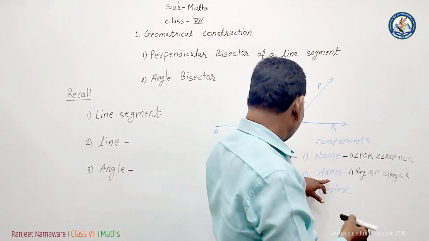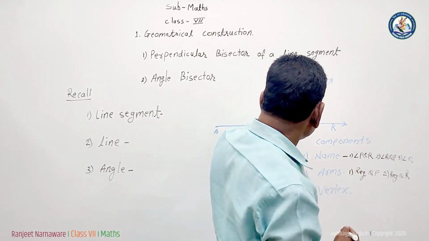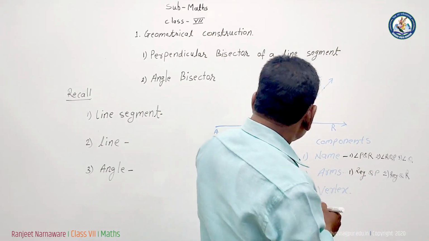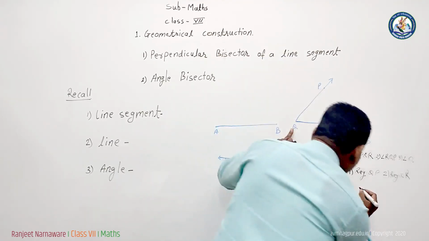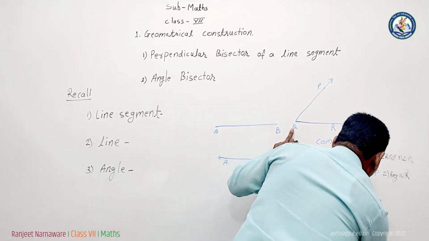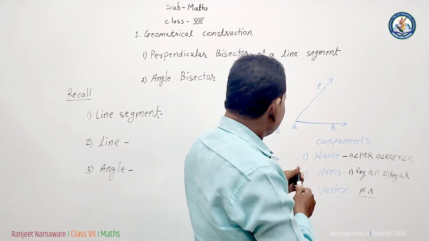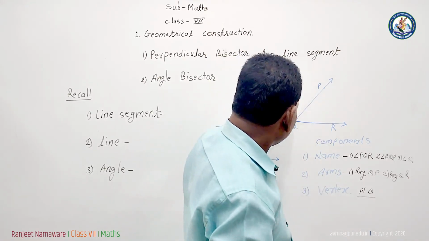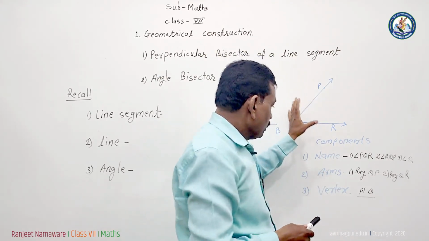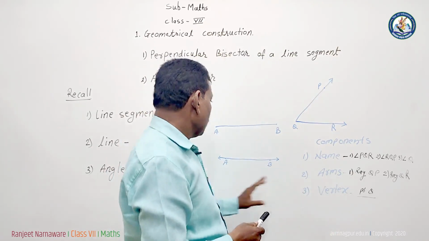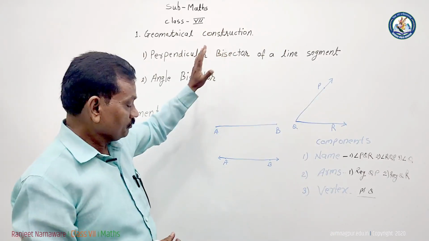While writing the name of the arm, you have to keep in mind that it should start with the end point. What is vertex? Vertex is Q here. Point Q is the vertex. What is meant by vertex? A point where two arms of an angle intersect each other is called its vertex. These are all the requirements to study the perpendicular bisector of a line segment.